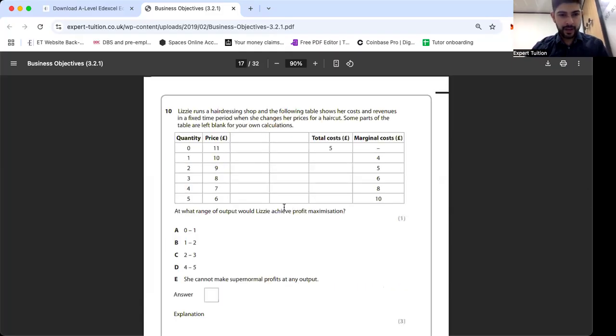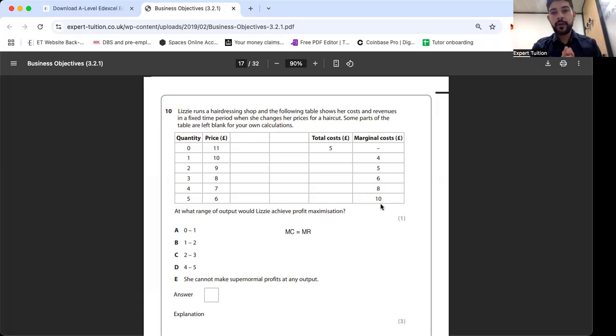Should we do Lizzie's? Okay, let's do it, just to be super safe and make sure that everyone's really comfortable with annotating these tables one more time. She's maximizing profit. What is profit maximization? MC equals MR, and I'm given a marginal cost. Therefore, all I need is marginal revenue, and it's exactly like we did before.